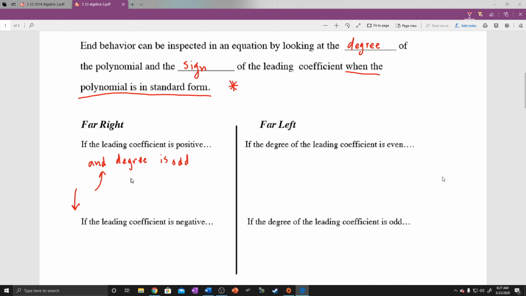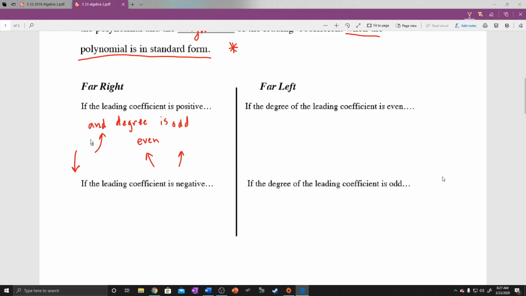If the degree is even, it's up, up, from the right and left. If the leading coefficient is negative, we basically have the opposite of this. So instead of down, up, it's going to be up, down if the degree is odd, and it's going to be down, down if the degree is even. And remember, this is when the leading coefficient is negative.